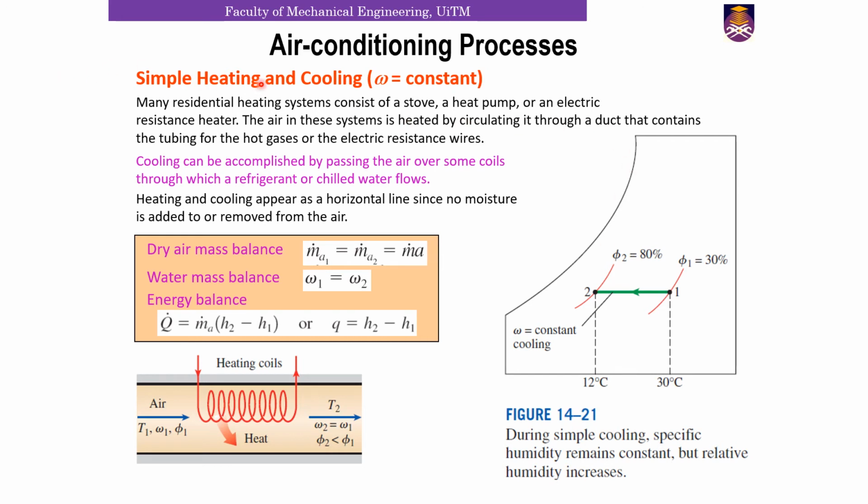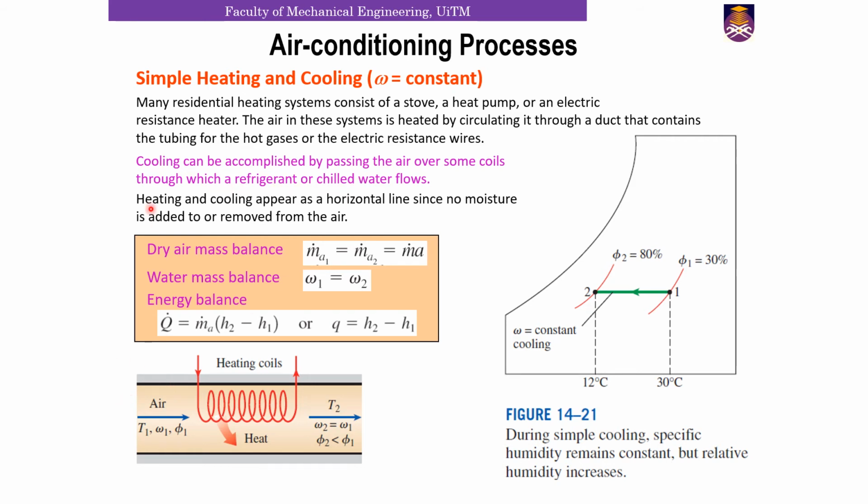For simple heating and cooling processes, you will notice your specific humidity is always constant, right? Many residential heating systems consist of a stove, a heat pump, or an electric resistance heater. So this is your heater or heating coil. The air in this system is heated by circulating it through a duct that contains the tubing for the hot gases or electric resistance wire. Now, if you want to do cooling, you can do the same setup, but instead of having heat here, you can pass the air over some coils through which a refrigerant or chilled water flows, right?